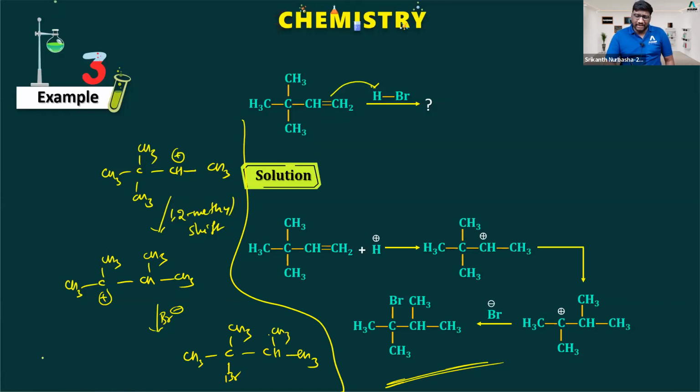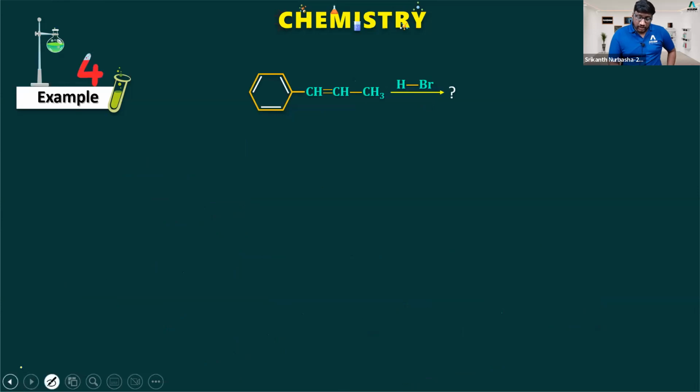Same, we have to attack the pi electron to the H plus, form the respective carbocation, do rearrangements if possible, then do the nucleophilic attack. Where will you get the positive charge? Obviously, the positive charge will be obtained here because that will be stabilized by resonance. Br minus attacks here.